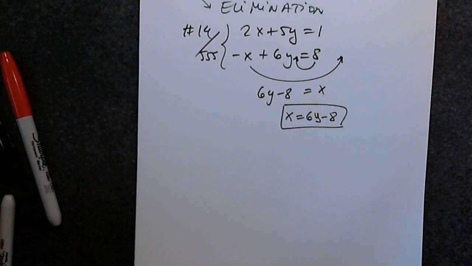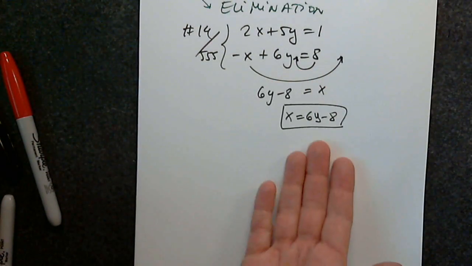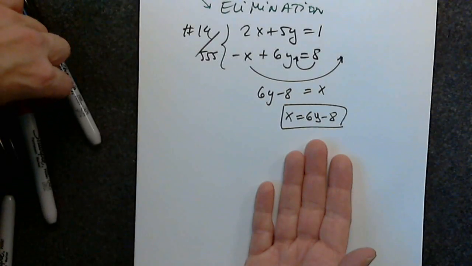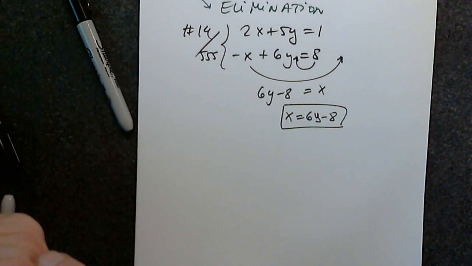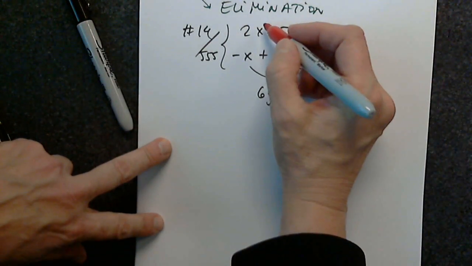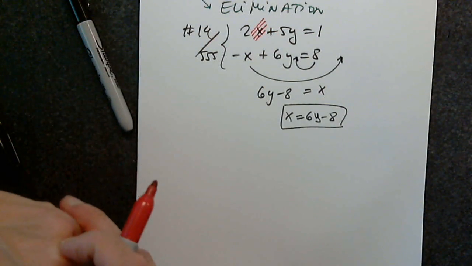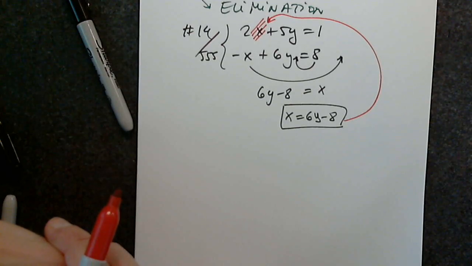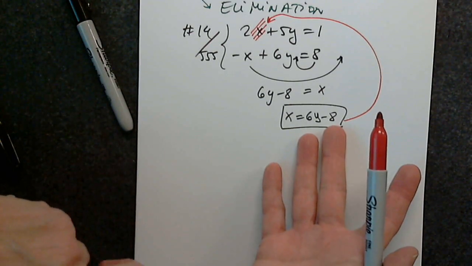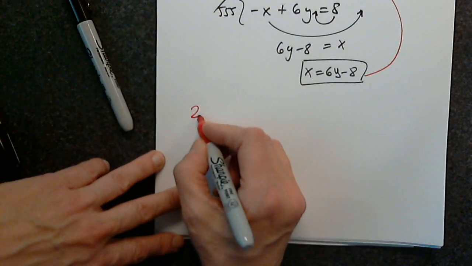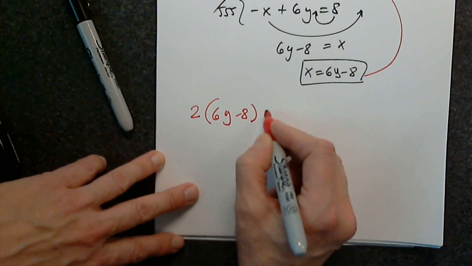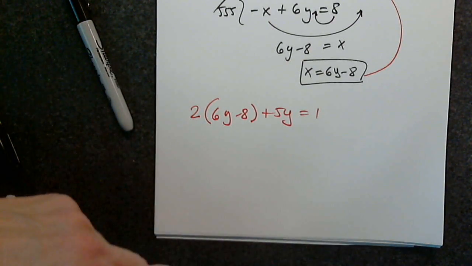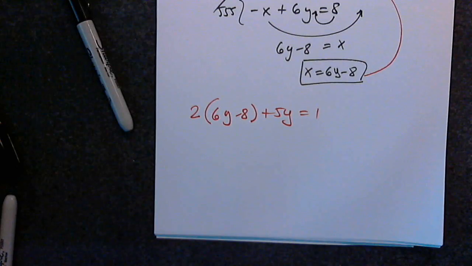So then, what do I do with this? I solve this equation for x. What for? In order to go back in the first equation and replace that x by 6y minus 8. So then I have 2 parentheses 6y minus 8 plus 5y equals 1. Now this is an equation that I can solve because it has only one variable.